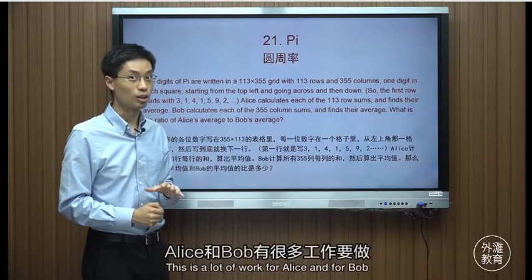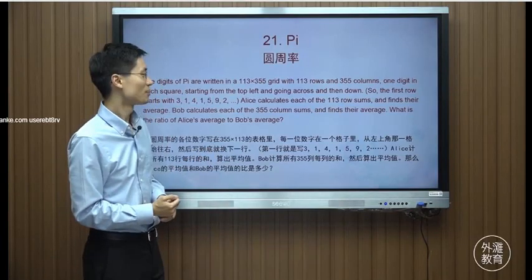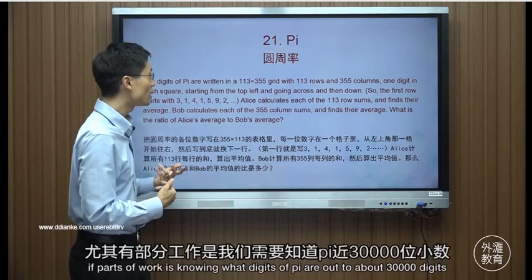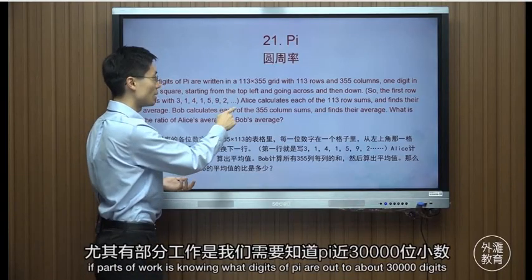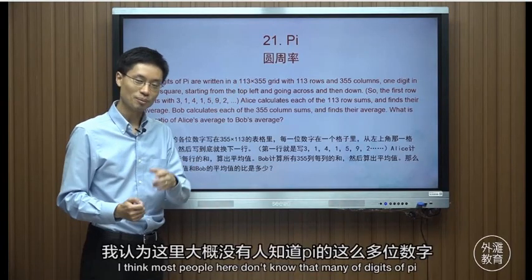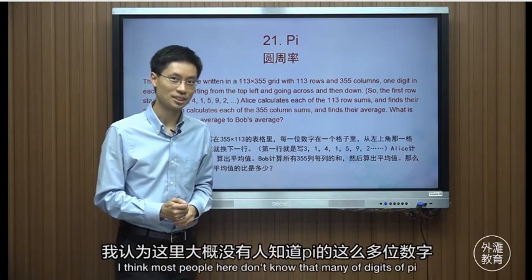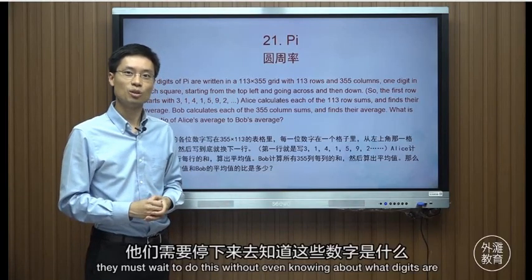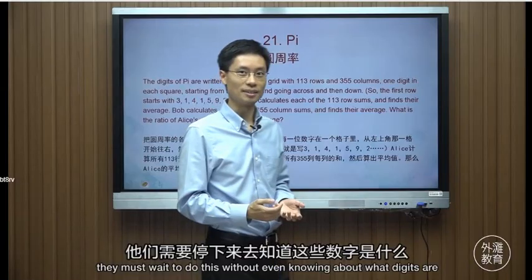This is a lot of work for Alice and for Bob. It's also a very dangerous amount of work for us if part of the work is knowing what the digits of pi are out to about 30,000 digits. I think most people here don't know that many digits of pi. So that means there must be a way to do this without even knowing what the digits are.